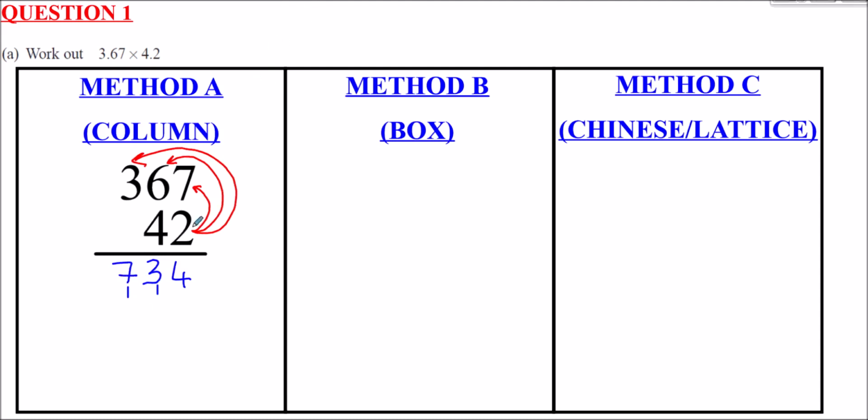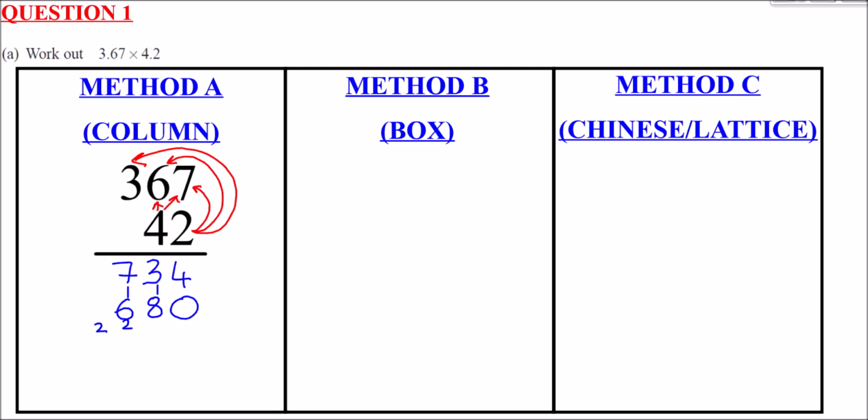I've now multiplied the 2 by all numbers above it, so then I move on to the 4. This 4 represents 40, so I include a 0 before I start the multiplication of the 4. So now I do 4 multiplied by 7. 4 multiplied by 7 is 28, so I write down the 8, carry 2 over. Next we do 4 multiplied by the 6. 4 multiplied by 6 is 24, plus this 2 I'm carrying is 26.